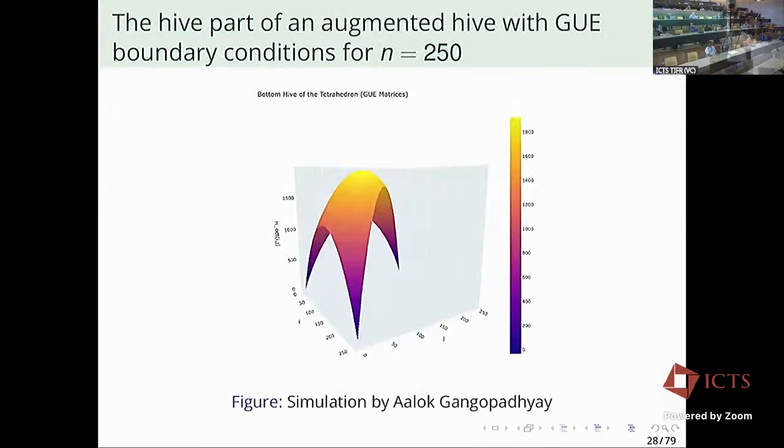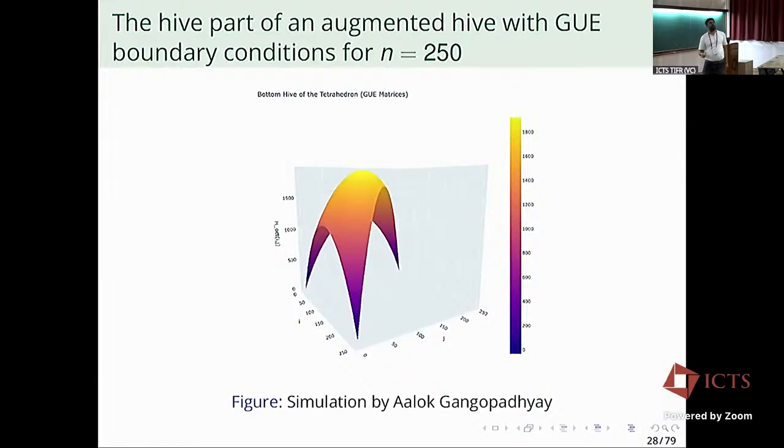So here's a picture of a simulation. This is an actual simulation of a random hive done with n equal to 250. And as you see, you get this nice smooth structure. So this is this concave function that I said the hive is, and this is a nice smooth structure. And you see here that the third side is roughly √2 times the height of these two boundaries, this boundary and the one that is hidden.